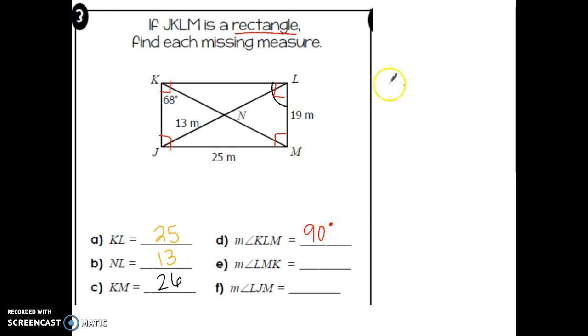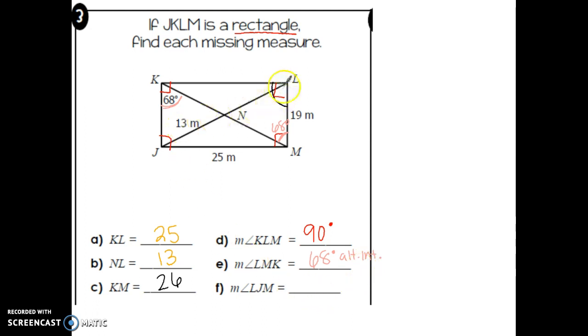Then we are looking at LMK. LMK is just this part of the angle. Again, if I'm looking for only half of that or only one piece of that angle, I'm always going to look for its alternate interior and see if we have one. So I'm going to go through the diagonal, jump to the other side. We do have it, and that is 68 degrees. So I know LMK is 68 degrees due to them being alternate interiors.